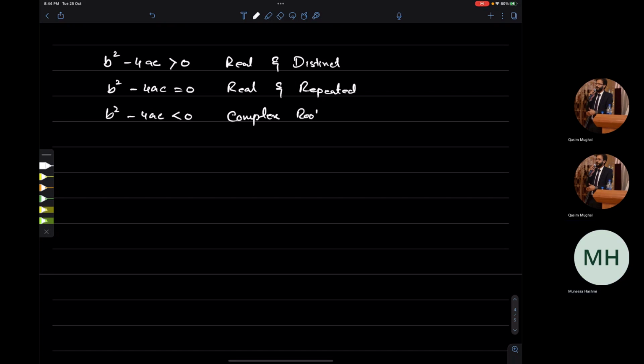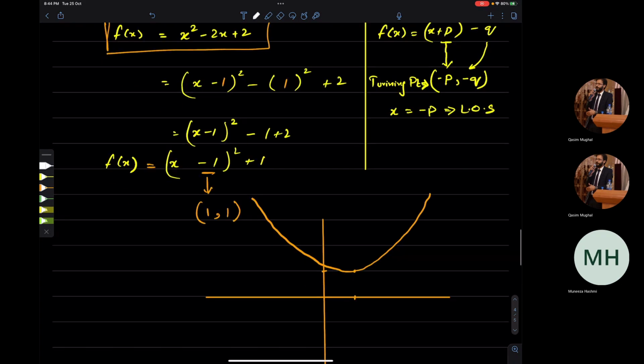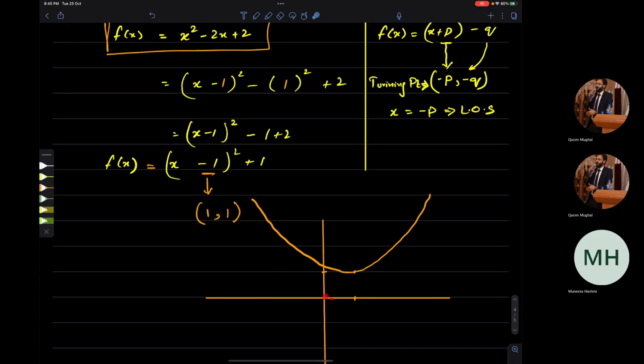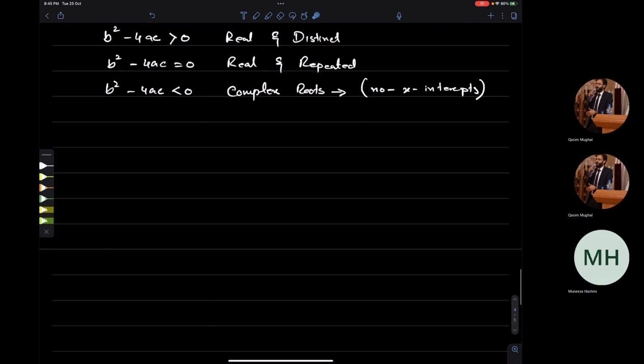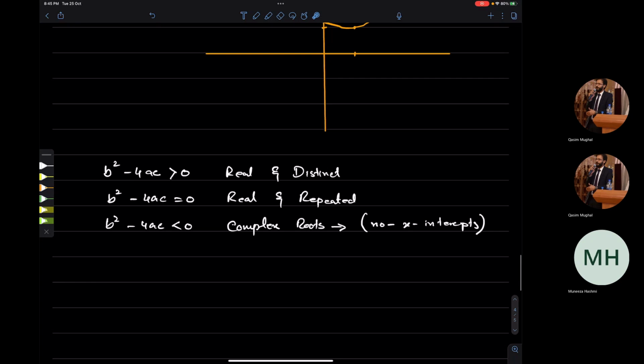Remember? This is the situation where you have no x-intercepts of the graph, because the graph is actually not cutting the x-axis when y is equal to 0. Whenever y is 0, there is no way that the graph is cutting the x-axis. So you have the complex roots, or in simpler words, there's no real solution to it.